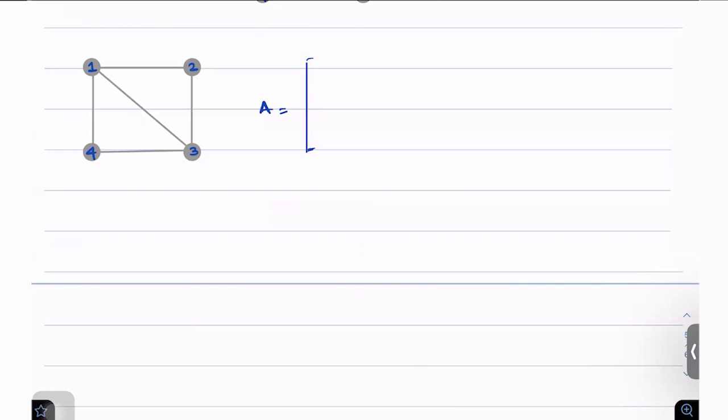So here, node number 1 is connected to 2, 3, and 4. Node number 2 is connected to only 1 and 3. Node number 3 is connected to each one of them, that is 1, 2, and 4. And node number 4 is connected to 1 and 3. So this is what my adjacency would look like.